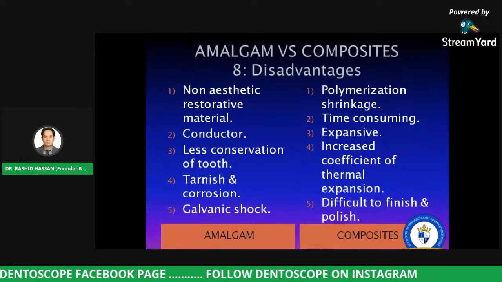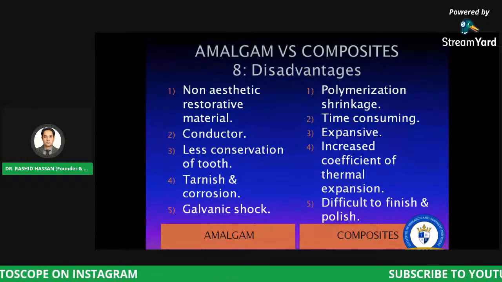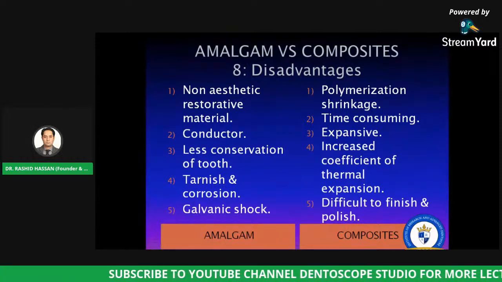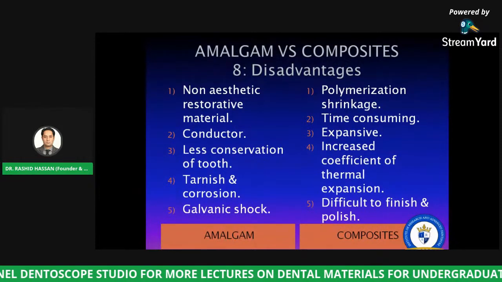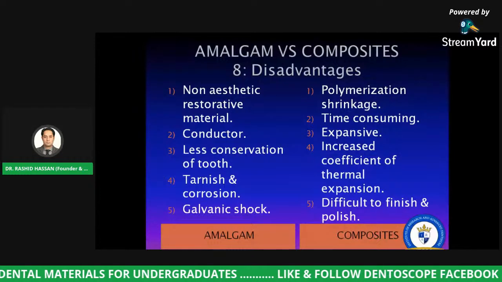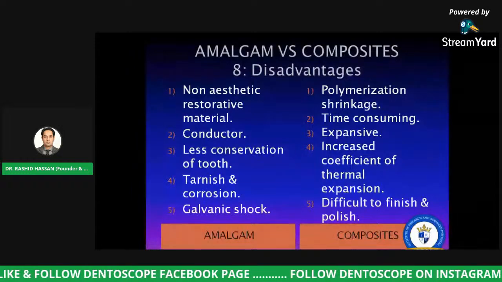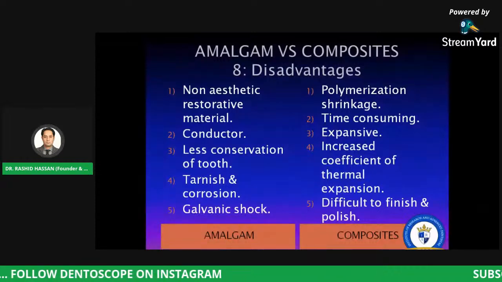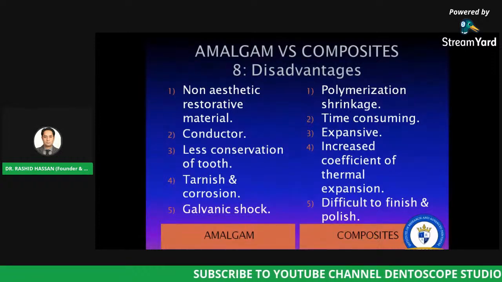Now the disadvantages. First, let's talk about the dental amalgam. Being a non-aesthetic restorative material is a big disadvantage. It has all the good mechanical properties, but it is non-aesthetic. So that's a very big disadvantage in the case of dental amalgam. Talking about conductivity, it is a conductor of heat and electricity. It is a metallic restoration, and metals are good conductors of heat and electricity. That's a big disadvantage, because whatever it conducts, either heat or any electric shock, is going to be diverted onto the dental pulp.